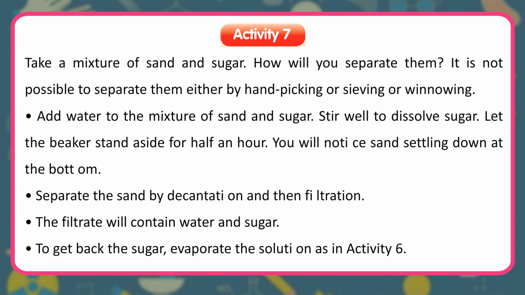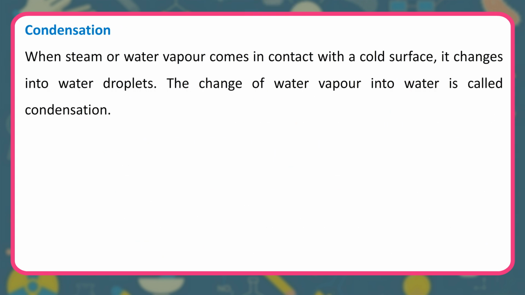Separate the sand by decantation and then filtration. The filtrate will contain water and sugar. To get back the sugar, evaporate the solution as in Activity 6. Condensation. When steam or water vapor comes in contact with a cold surface, it changes into water droplets. The change of water vapor into water is called condensation.